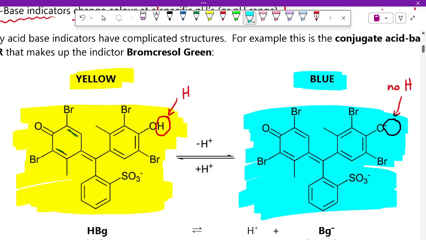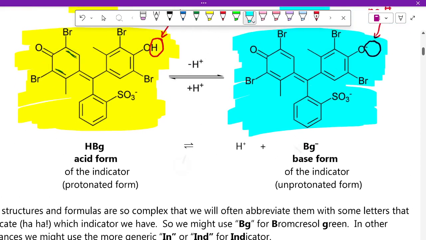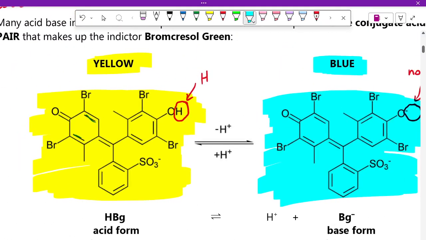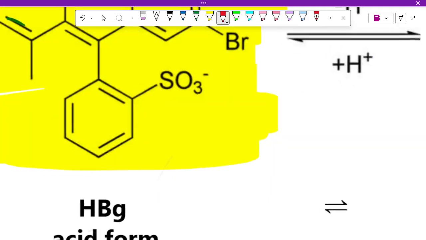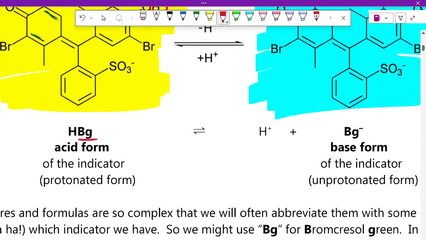Because this is a weak acid and base, it sets up an equilibrium. And if it's an equilibrium, we can shift it to the left or shift it to the right, depending on what we add to the system. Now, do we want to be writing out this big complicated formula every time we use bromcresol green? Probably not. So I'm just going to call it HBG for bromcresol green. It's got an H on it. And then we have the other form, which has no H on it, the BG minus.